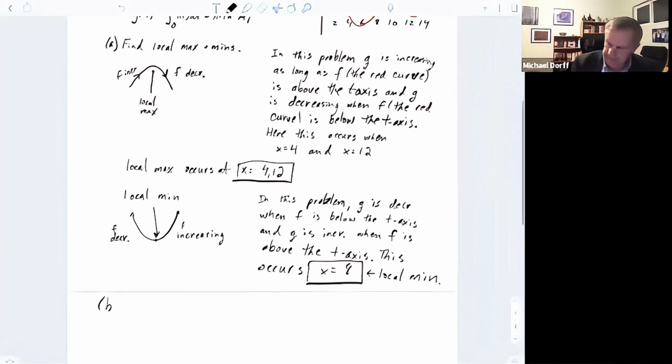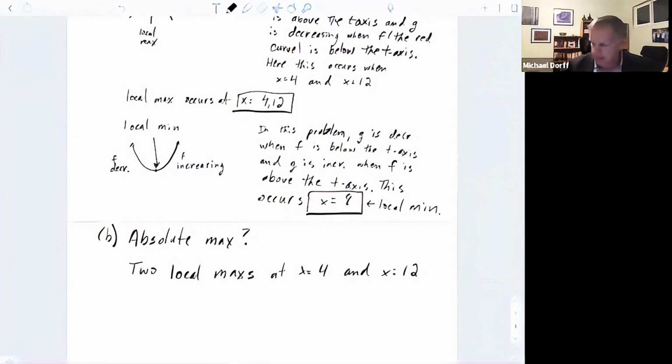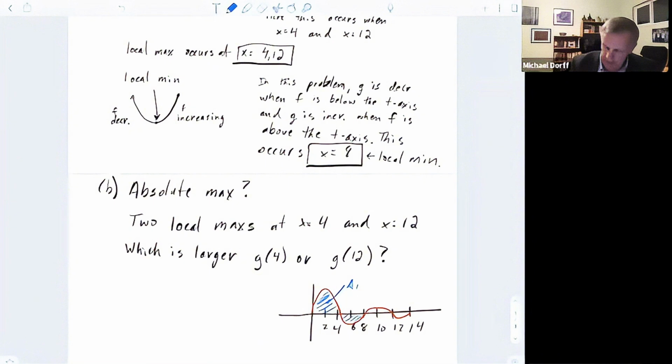All right, part B says, where is there an absolute max? All right, so I have two local maxes, x equals 4 and x equals 12. So one of these is going to be my absolute max, and the one that will be the absolute max will have the greater value. So I need to say which is larger, g of 4 or g of 12. g of 4 represents the area under the curve, and so does g of 12. So let's draw the curve again. And if I call this area A1, this area A2, and this area A3.